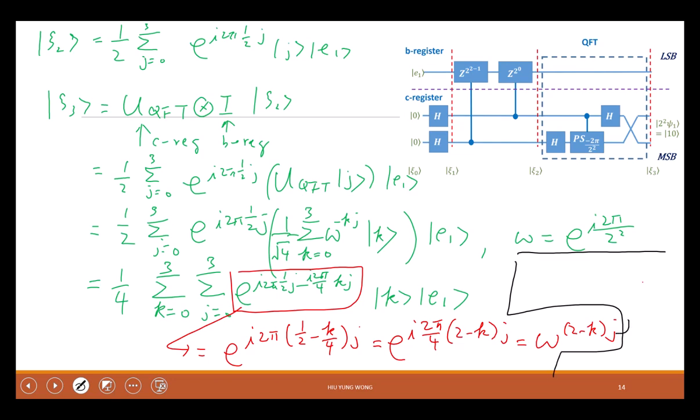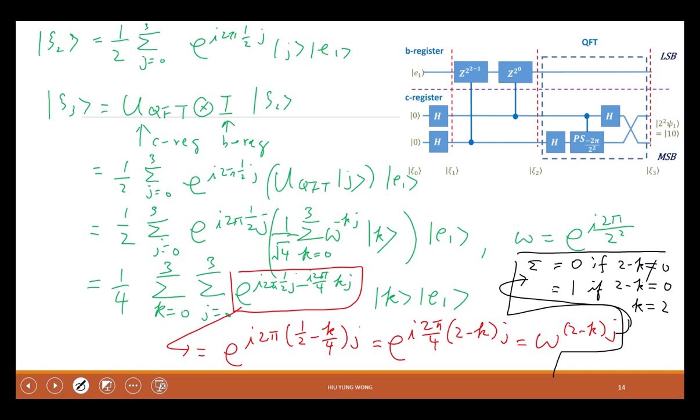This one, right? Because it is a summation, it is equal to 0 if 2 minus k is not equal to 0. This is the so-called destructive interference we learned in the nth root of unity. It is equal to 1 if 2 minus k equals 0, which means if k equals 2.